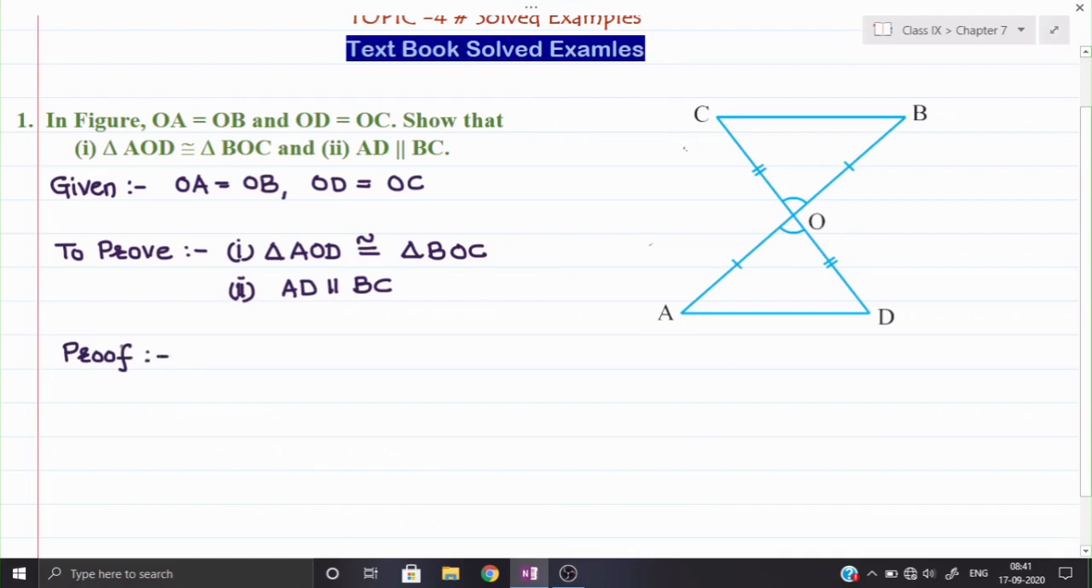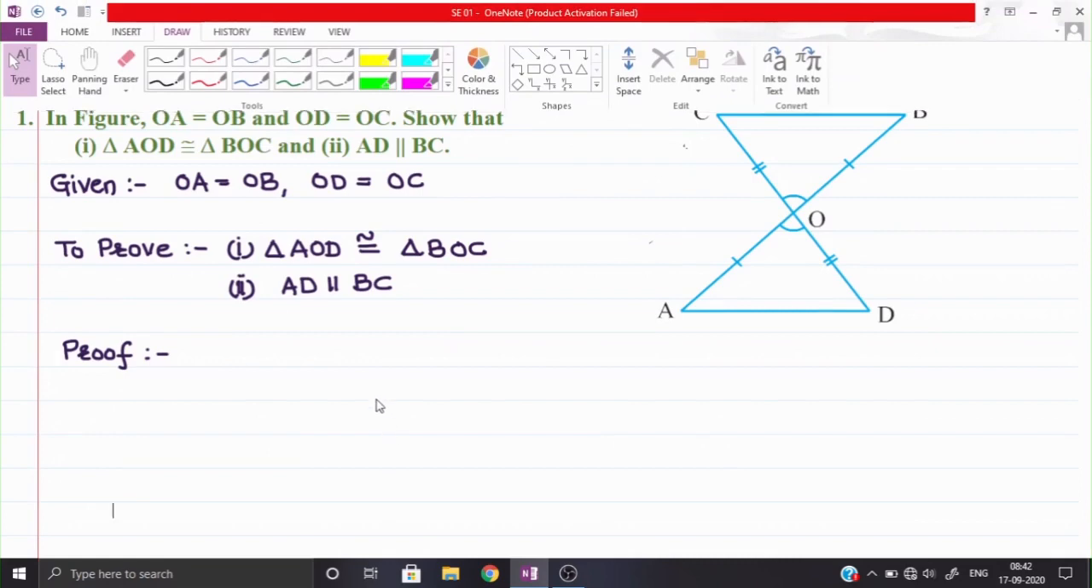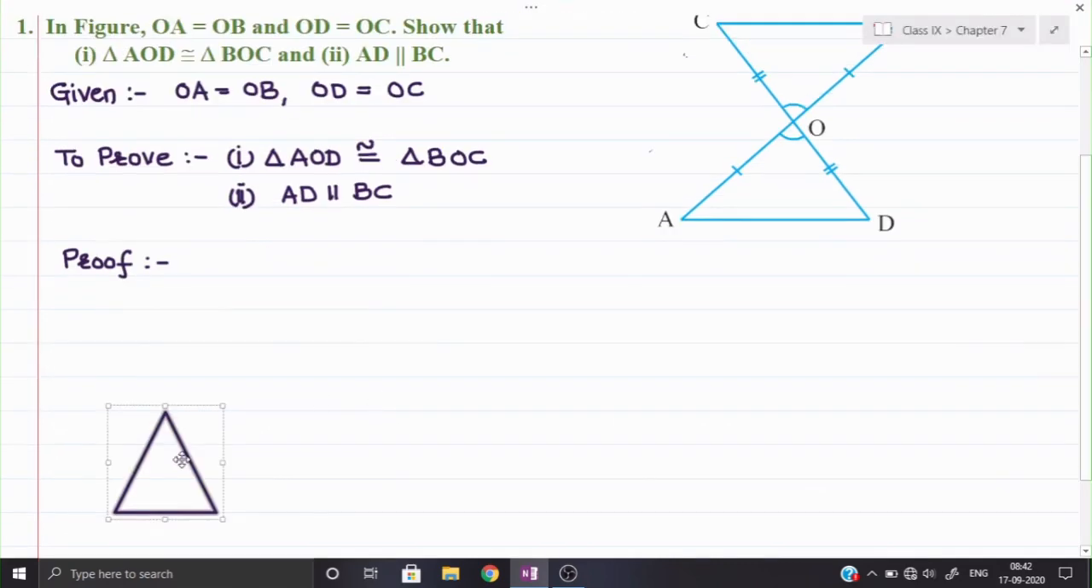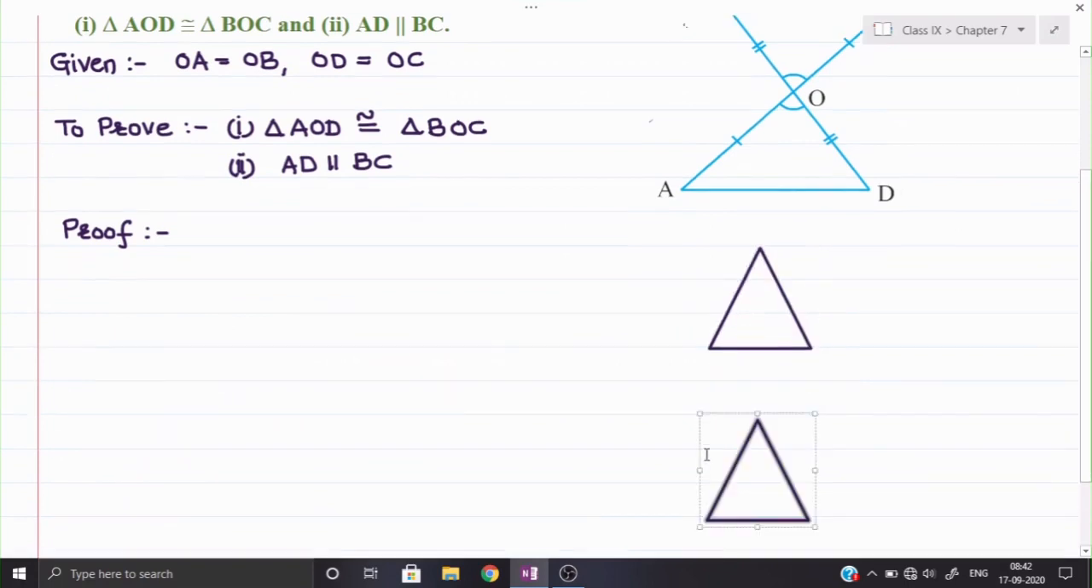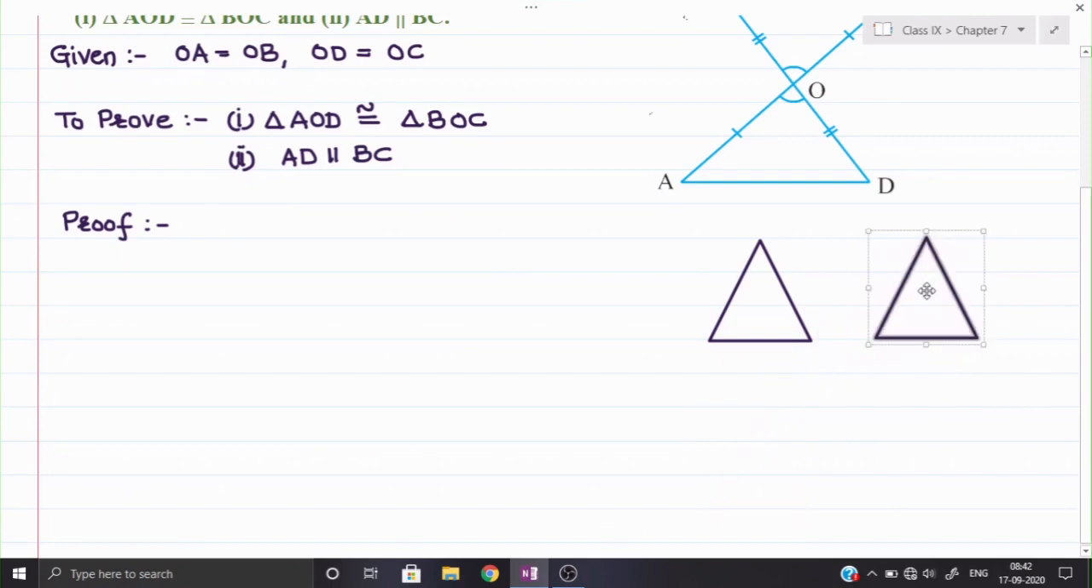So first, you see, I am taking two triangles over here. First of all, I will show you the two triangles. I will draw it here. This is my first triangle I am taking, and one more triangle I am taking along with that, and these two triangles I need to prove congruent as per part number 1. So see, in part number 1, which two triangles are given? That is triangle AOD, and second triangle is BOC.